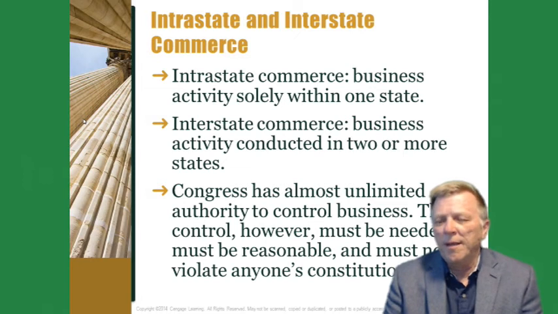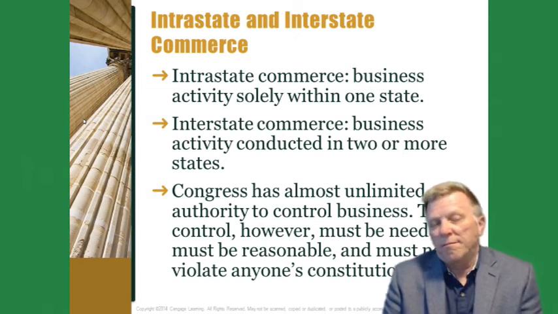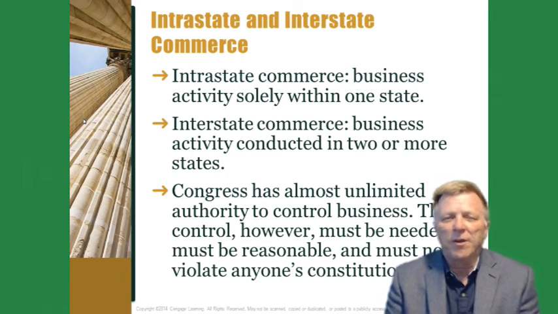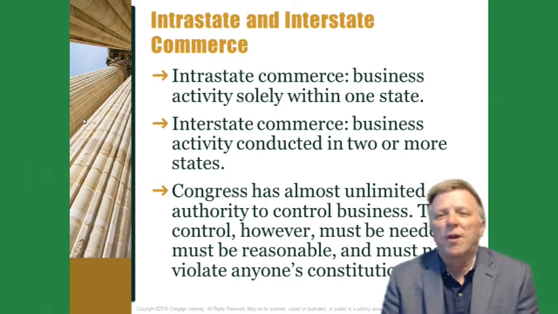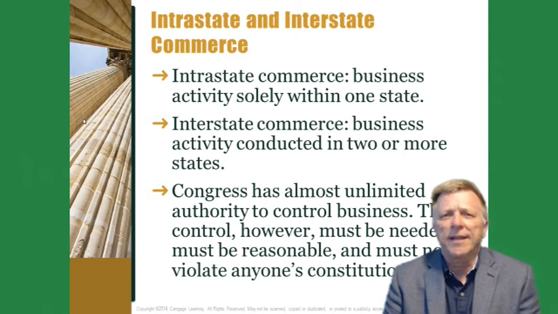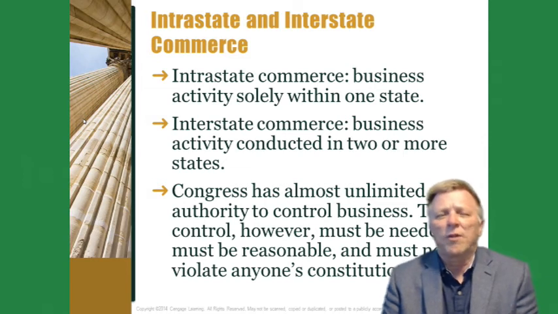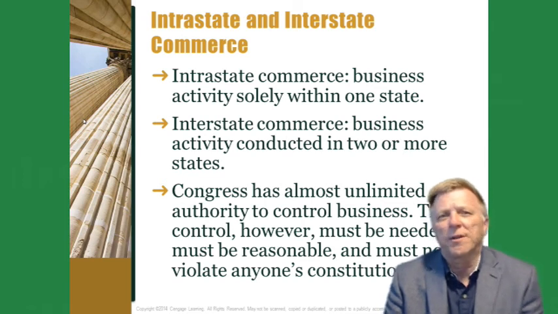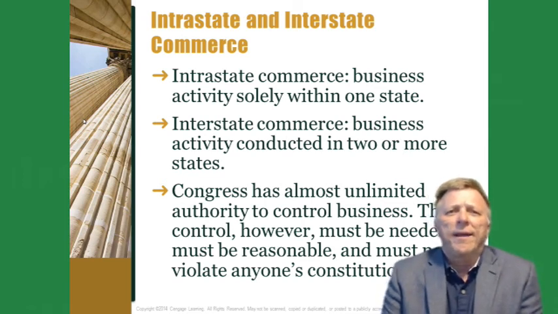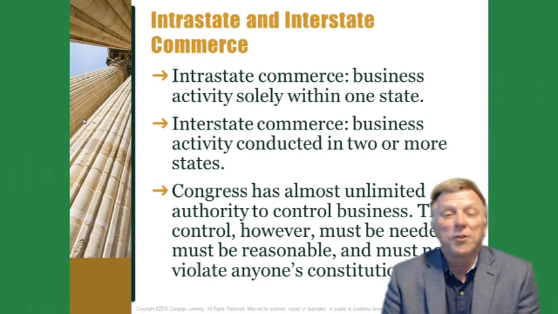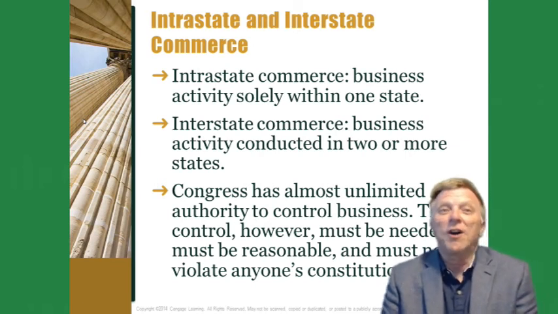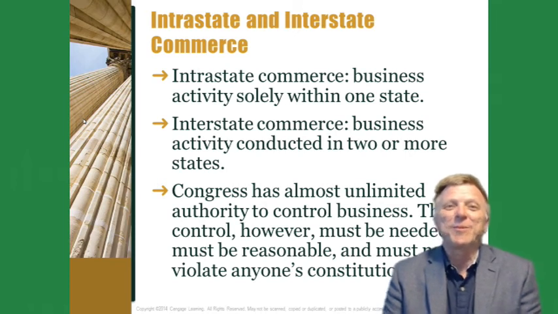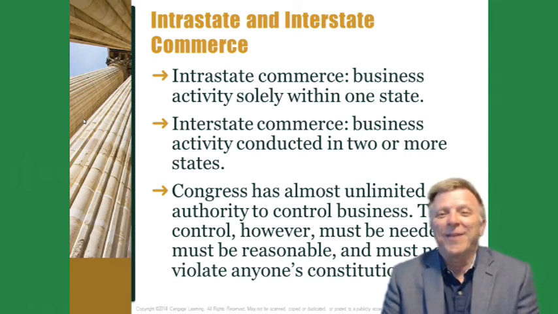Maybe there's a diner in your town where people go. That's intrastate. People come from around that town to go to it. Interstate commerce crosses lines. A lot of franchises are interstate commerce because they go across different parts. McDonald's is probably a good example of interstate commerce. Okay, so Congress, fortunately or unfortunately, has almost unlimited authority to control business, but it must be reasonable and does not violate anyone's constitutional rights.